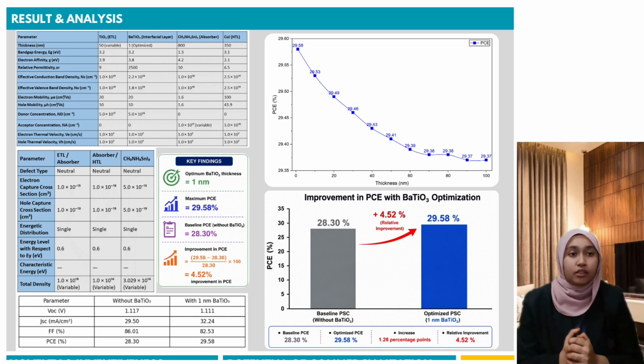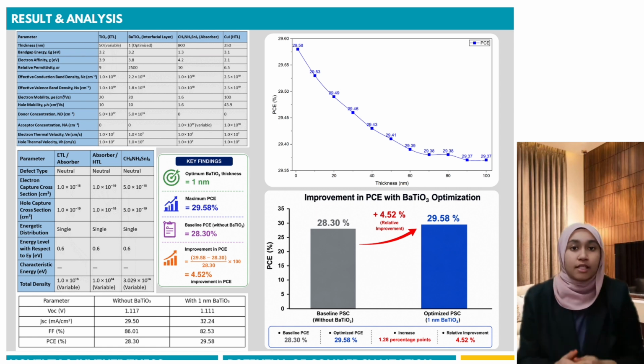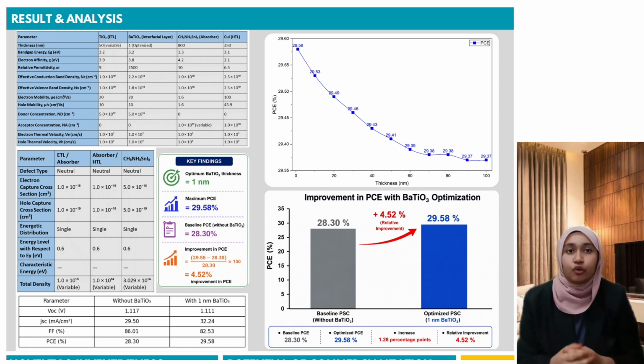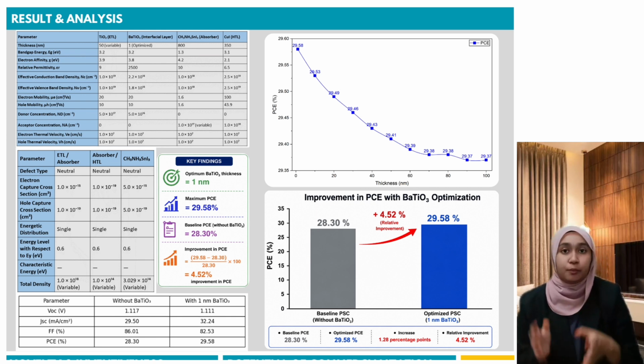So let's see the performance comparison. As we can see, this graph compares the baseline solar cell and the optimized solar cell with a 1 nanometer barium titanate interfacial layer. For the baseline device, the open circuit voltage was 1.117 volts, short circuit current density was 29.50 milliampere per square centimeter, fill factor was 86.01%, and power conversion efficiency was 28.35%. This is before we introduce barium titanate.